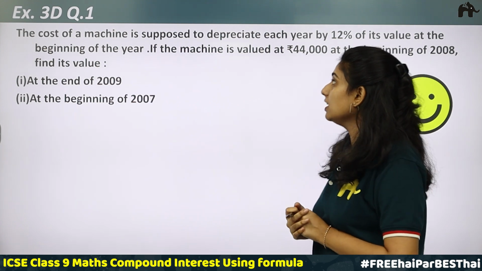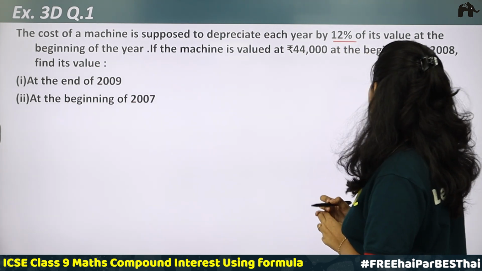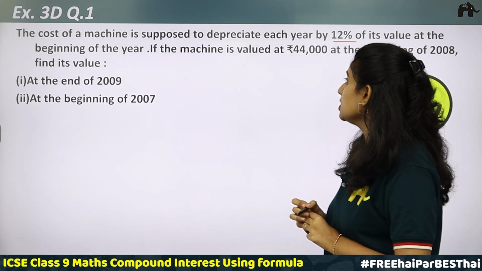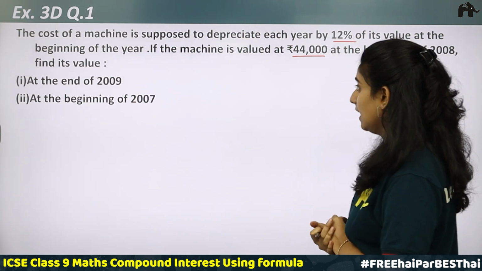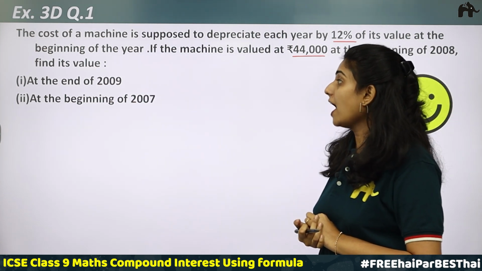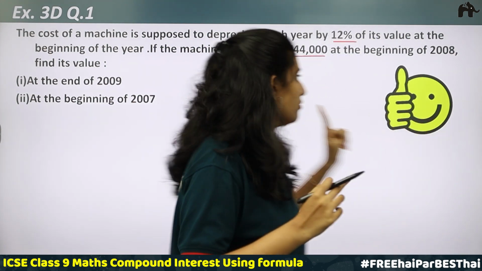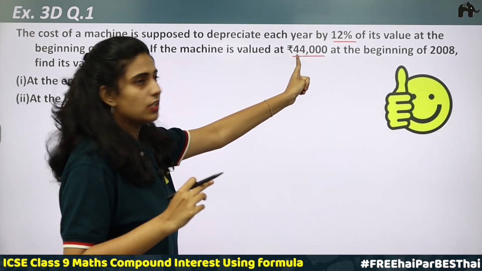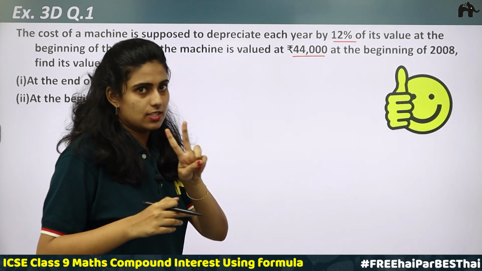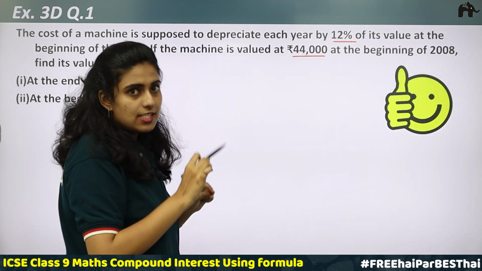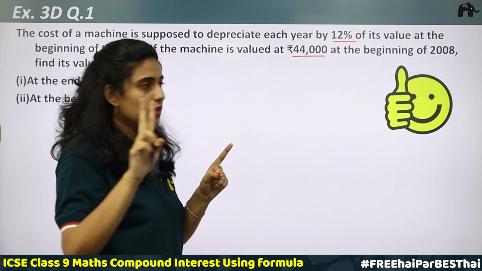The cost of a machine is supposed to depreciate each year by 12% of its value at the beginning of the year. If the machine is valued at rupees 44,000 at the beginning of 2008, find its value at the end of 2009. So at the beginning of 2008, it is 44,000. By the end of 2009 means 2 years you have to consider. The complete 2008 and 2009, beginning of 2008 to end of 2009. So 2 years. Okay.